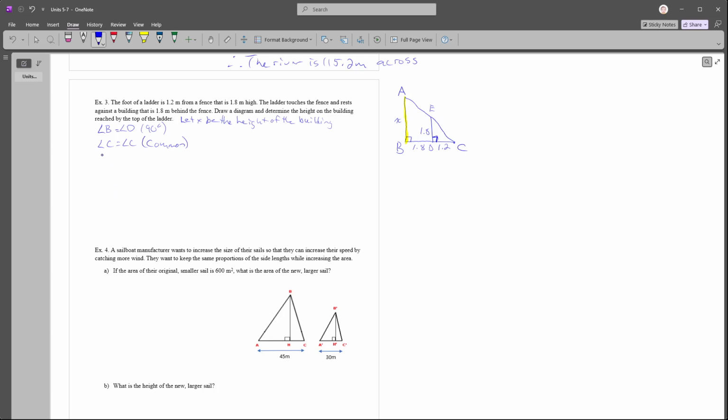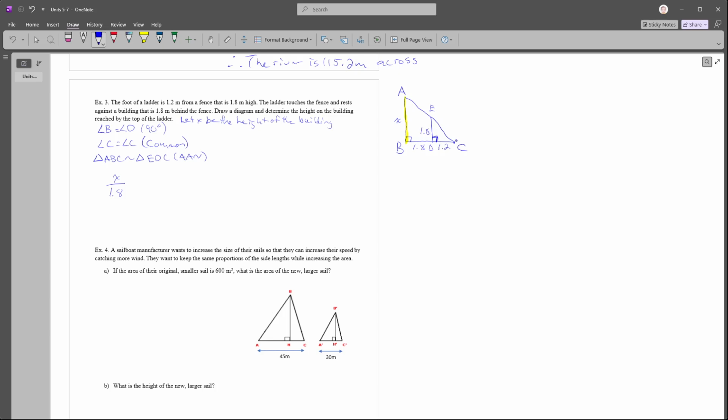So I can say triangle ABC is similar to triangle EDC. And this is due to the two angle similarity theorem. Great. Now that I know they're similar, I can just set up my ratios. So I'm trying to find x of the big triangle. So I'm going to make that my numerator. So x over the equivalent side on the smaller triangle, which is 1.8, the back wall of the triangle.